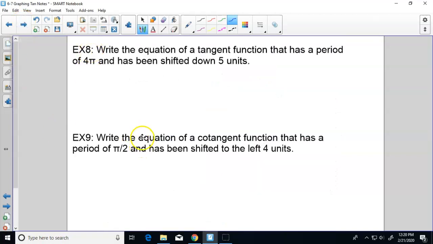Alright, for number 8, we're supposed to write the equation of a tangent function that has a period of 4 pi and has been shifted down 5 units. So we'll have y equals tangent of something, and we've got to shift this down 5 units, so we'll put a minus 5 there. Now, this one does not have a phase shift, so I'm just going to put a bx right here. I know the period's supposed to be 4 pi, so I would take pi divided by b, and it would equal 4 pi.